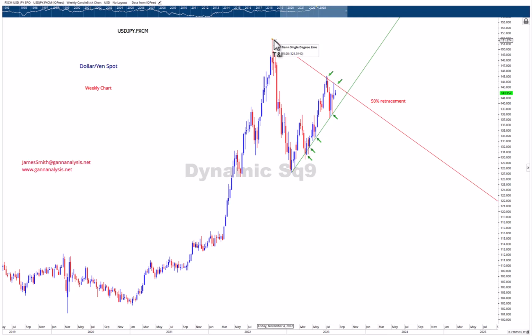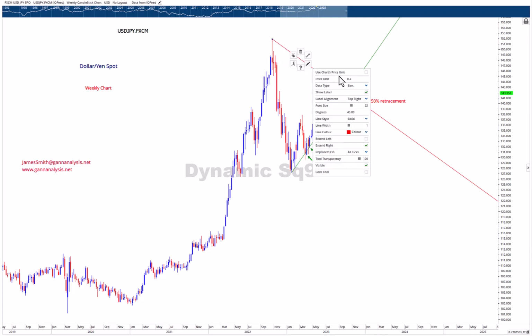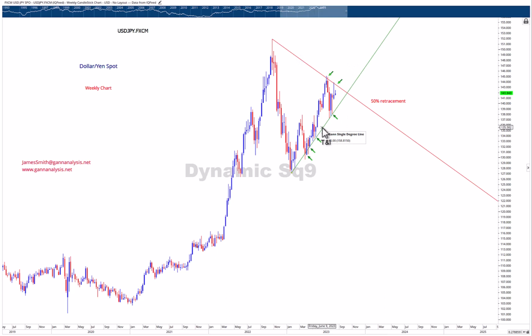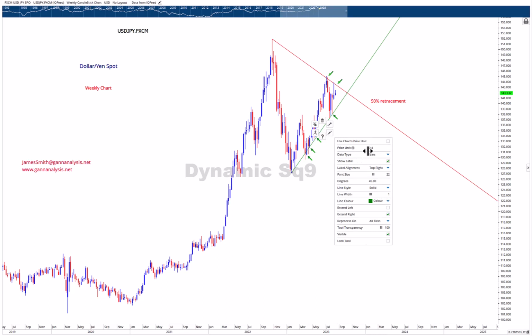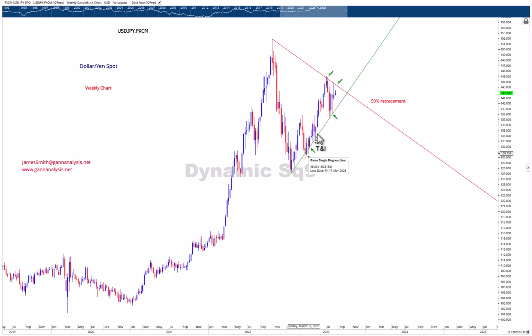Now, what I want to explain to you is that this line down from high is using a price unit or a scale of 0.2, and the green 2x1 line up from low is using a scale of 0.4, which means that the 2x1 is twice the slope of the 1x1. So by definition, if you see that the 1x1 is offering active resistance and the 2x1 is offering active support, you know you have the right scale. So a 3x1 would be 0.6, etc.